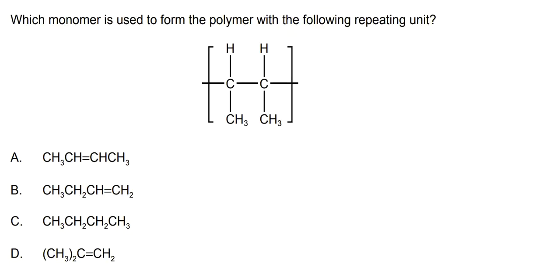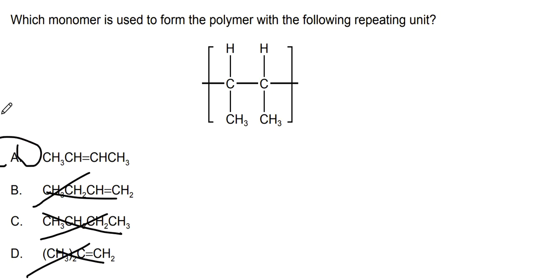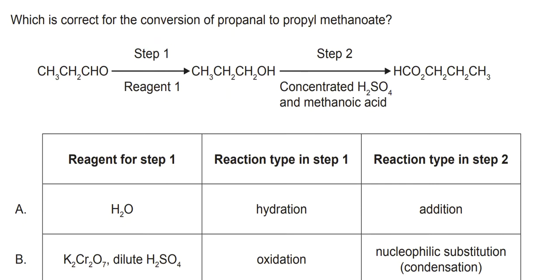Which monomer is used to form the polymer with the following repeating unit? So it looks to me like there's one, two, three, four. There seems to be a double bond between this thing and this thing that's going to be breaking. So it looks like it's a double bond like that. This answer seems to be correct because, for starters, it's symmetrical. This one's incorrect because it has no double bond. This one is completely impossible. These ones are all impossible. So A is going to be my answer.